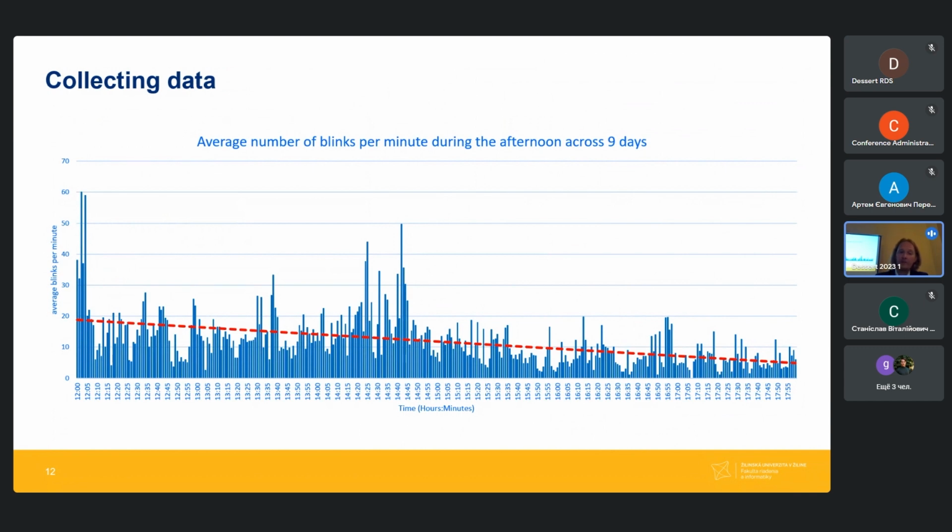and on this graph is the average number of blinks per minute during the afternoon across 9 days. This is the average of 9 afternoons working on the computer, and the average count of blinking goes down.